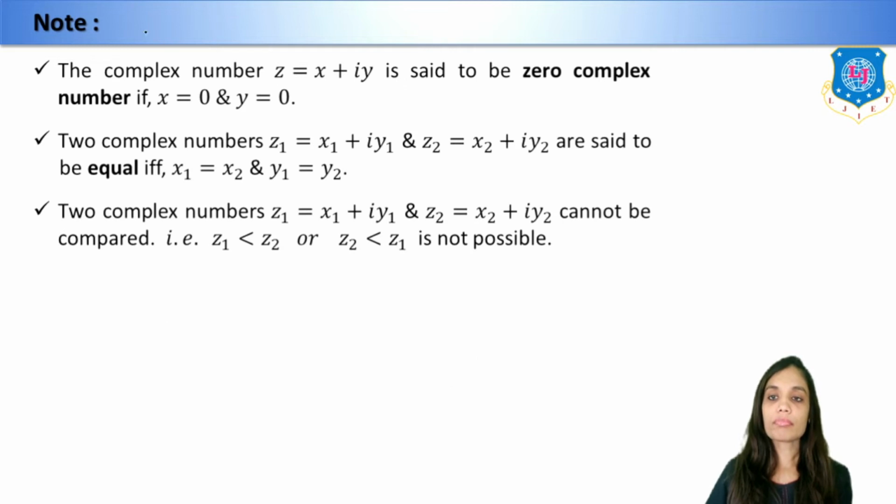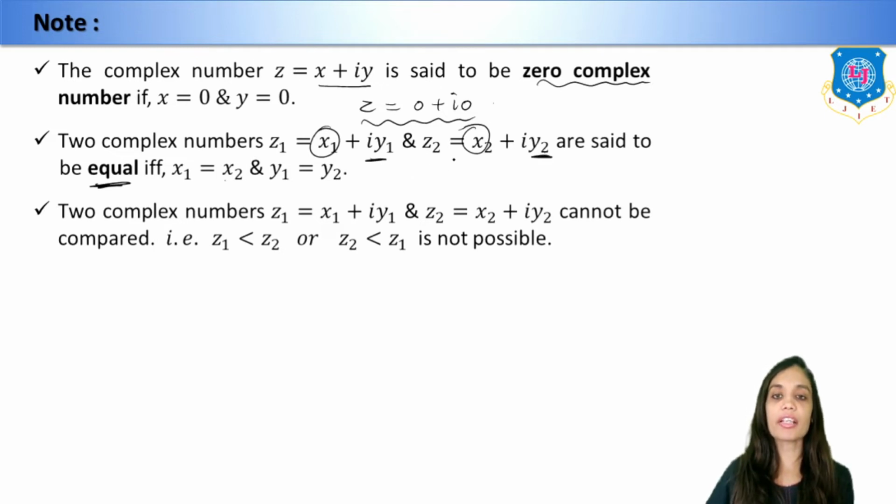So now next, the complex number z equals x plus iy is said to be a zero complex number if x is equal to 0 and y is equal to 0. So the zero complex number can be written as 0 plus i times 0. So such numbers are known as zero complex number. Now two complex numbers z1 equals x1 plus iy1 and z2 equals x2 plus iy2 are equal if x1 equals x2 and y1 equals y2. Then these complex numbers are equal.